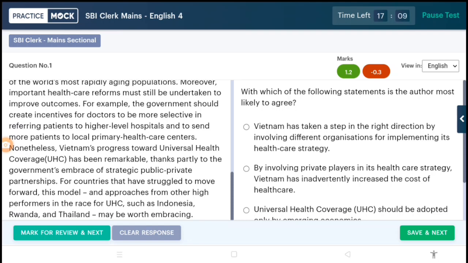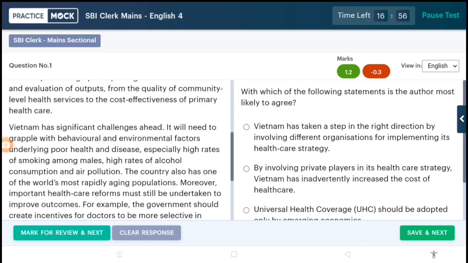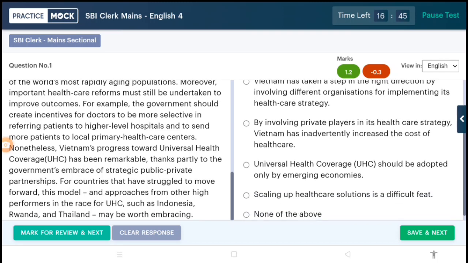Nonetheless, Vietnam's progress toward universal health coverage has been remarkable, thanks partly to the government's embrace of strategic public-private partnerships. For countries that have struggled to move forward, with which of the following statements is the author most likely to agree? So, universal health coverage should be adapted.